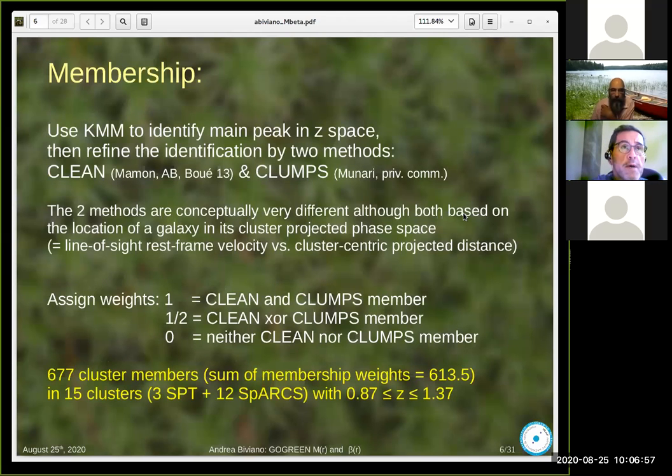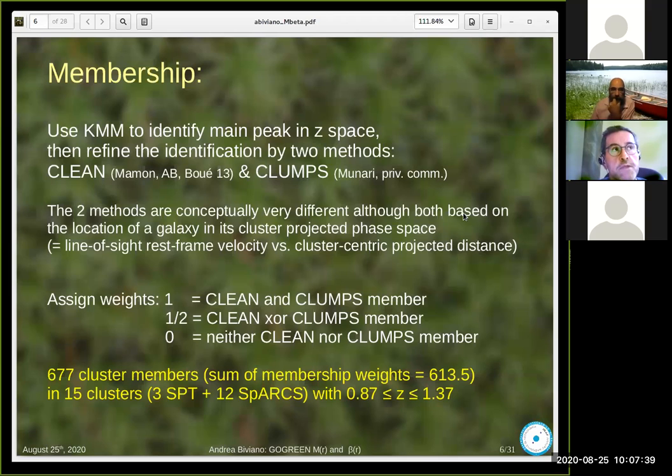Now for the membership, without going too technical, basically we're using three membership methods. One is KMM, which works on the full velocity distribution, and basically it considers mixtures of Gaussians to identify something in velocity space, which might be a subcluster projected along the line of sight, and to remove that from the sample. But then once you identify the main peak in velocity space, you want to refine the identification of members using the projected phase space. That means using the rest frame velocity of a galaxy with respect to its distance from the cluster center.